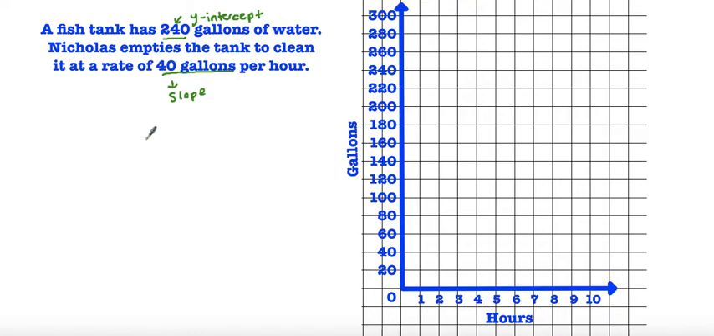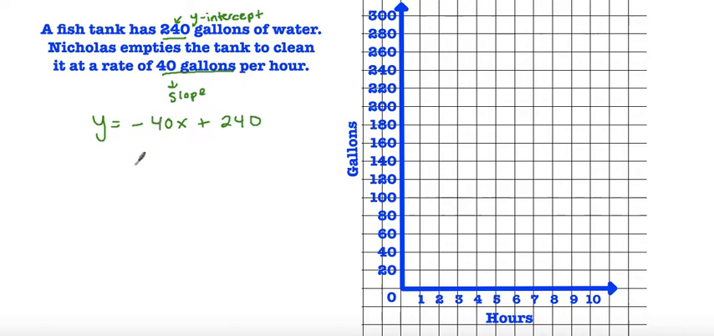Okay, so in order to write this in slope-intercept form, we're going to start off with y equals. So y represents the total gallons inside the fish tank. Our tank is decreasing at 40 gallons per hour because he's emptying out the fish tank. So we're not going to write 40x, we're going to write negative 40x because it's decreasing, plus the original 240 gallons that we had. So this is our initial value.